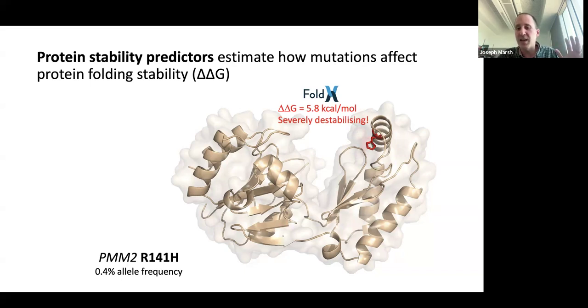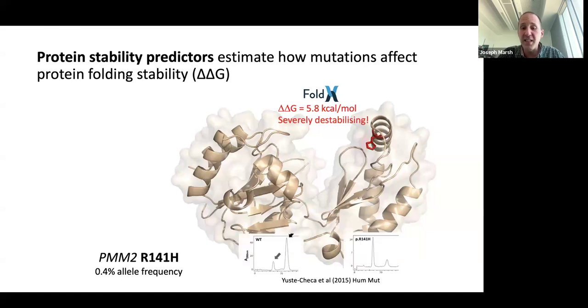That's severely destabilizing. That's likely to be highly disruptive to the folding of the protein. And indeed, we know experimentally that that mutation completely destabilizes the protein. It ends up moving it to the insoluble fraction, so you can't properly purify that protein anymore.